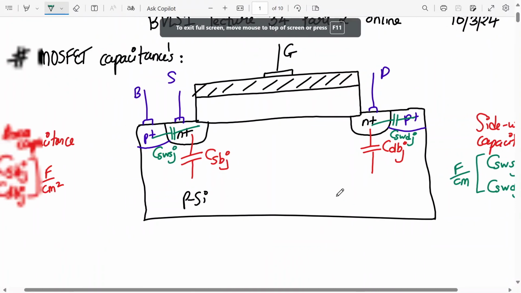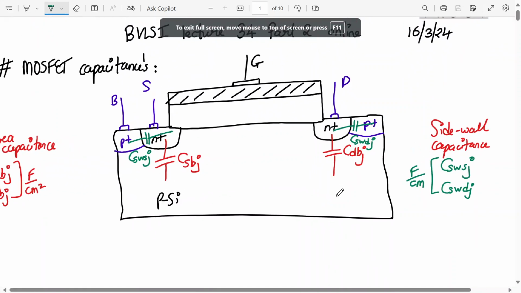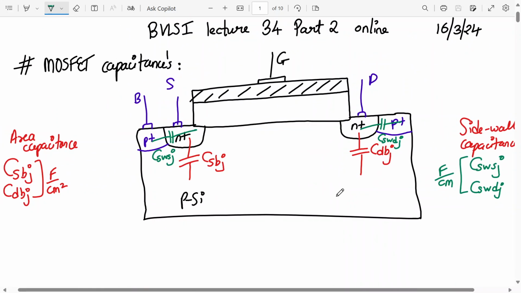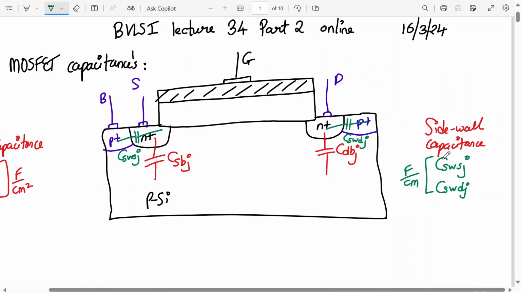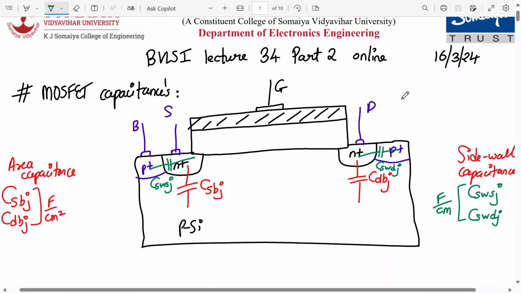Okay, all right. So you have understood that we have to derive the expression for the next 20 minutes or so for these four capacitances. These two area capacitances, CSBJ and CDBJ, and the sidewall capacitances, CSWSJ and CSWDJ, whose unit is farad per centimeter. We'll see why. Alright, so are we ready to start?